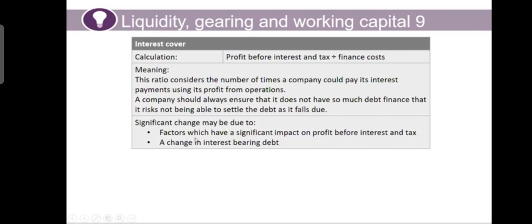Significant change may be due to factors which have a significant impact on profit. For example, if your PBIT is going down, if your operational profit is going down, this ratio will go down, which is a bad sign. Or maybe you have taken on debt, so interest is increasing. If interest is increasing, again the ratio goes down. It's a bad sign. Usually you should have 7 to 10. A very comfortable ratio here would be between 7 to 10 times. So your earnings should be 7 to 10 times more than your interest. If it falls below 7, it means that you are entering the risk zone.